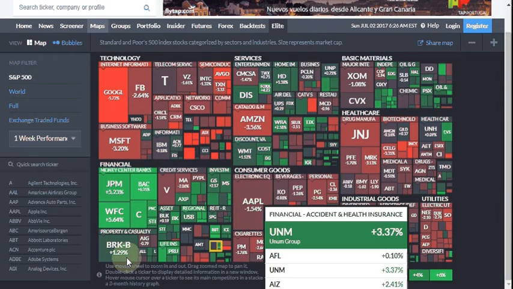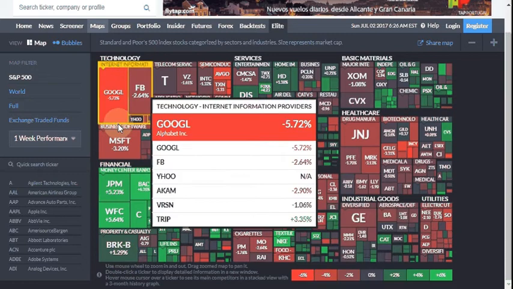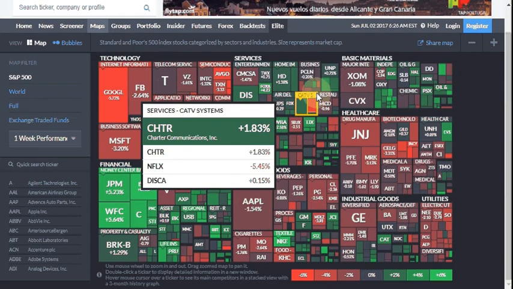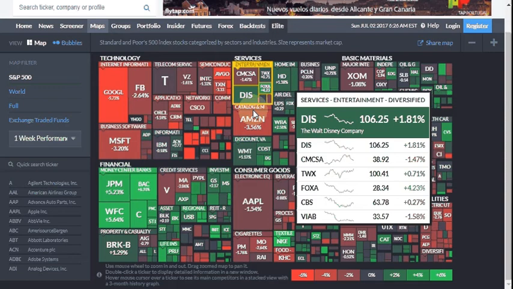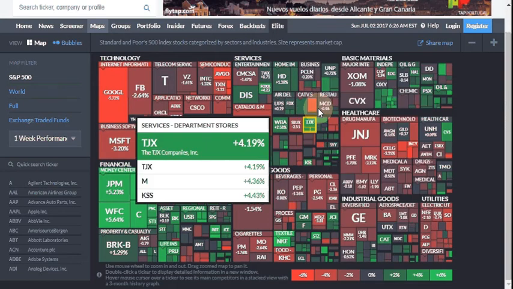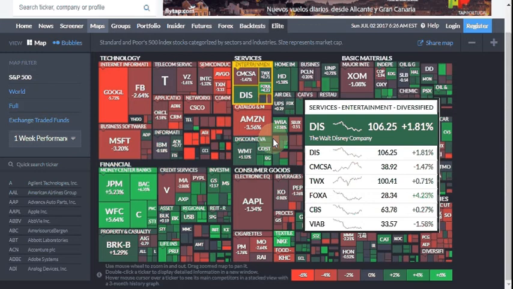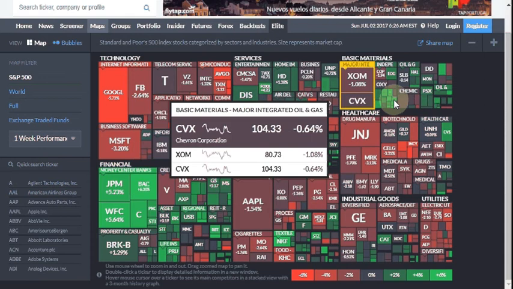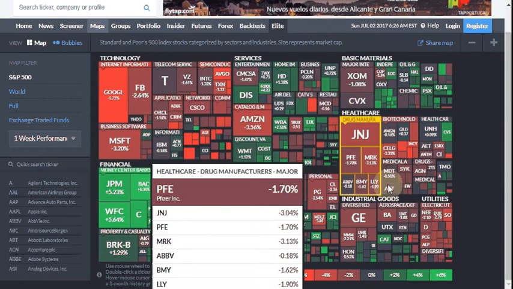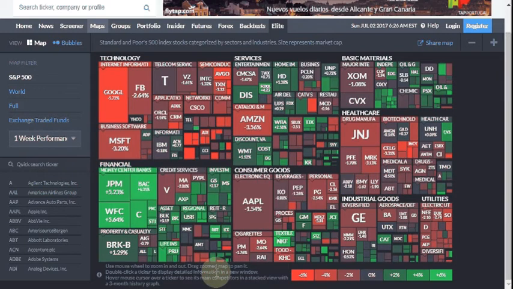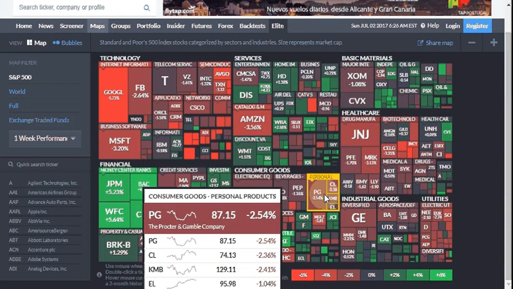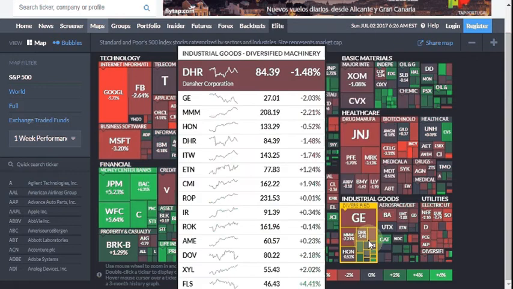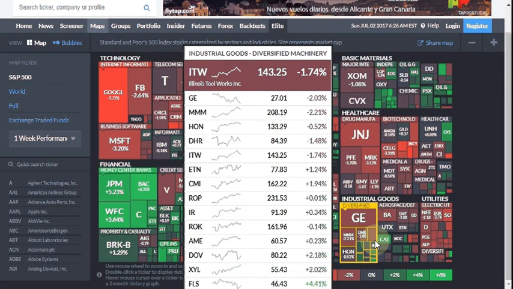You see the best performing sector for this week was the financials, technology in red, services maybe 80% of the companies are in green, but the big players, Amazon in red, Starbucks over here, McDonald's, Comcast are in red. Netflix in red, basic materials, great week, but for the majors, ExxonMobil and Chevron in red, healthcare in red, consumer goods in red except for Nike due to the earnings. Here, industrial goods and utilities, utilities totally red, and industrial goods like 50-50.